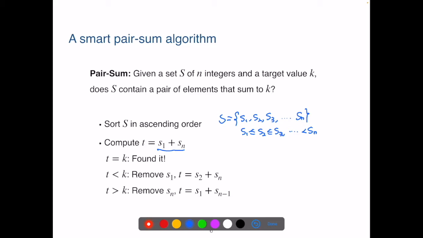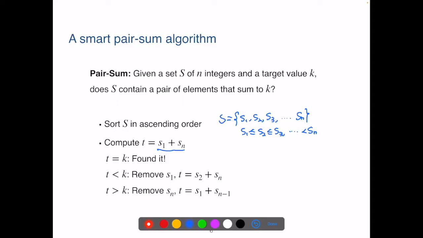It is too small. Even adding S1 with the largest number in the set, Sn, we still have a sum less than K. So we can just discard S1 and move on and check S2. On the other hand, if T is greater than K, we know Sn cannot be in the solution. It is too large. Adding it with the smallest number in the set, S1, is still greater than K, so we can discard Sn and move on and check Sn minus 1.